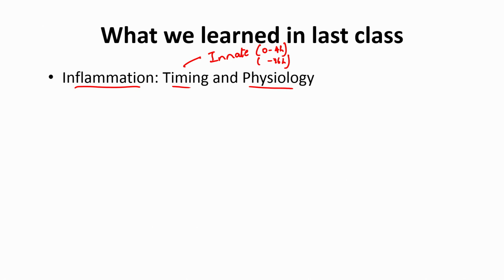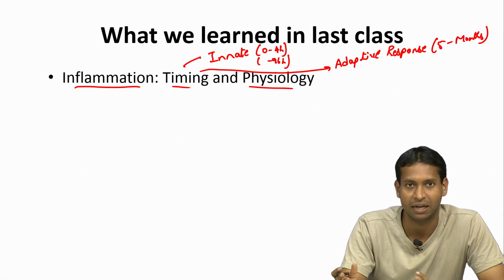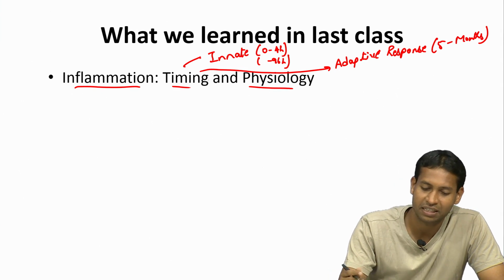But what happens is after 96 hours, that is approximately 4 days, the adaptive immunity kicks in, and that is a much more amplified response. It then kicks in from 5 days all the way up to months if the infection persists, and that is what causes the clearance of anything that is pathogenic. And we discussed some of the players that are involved.